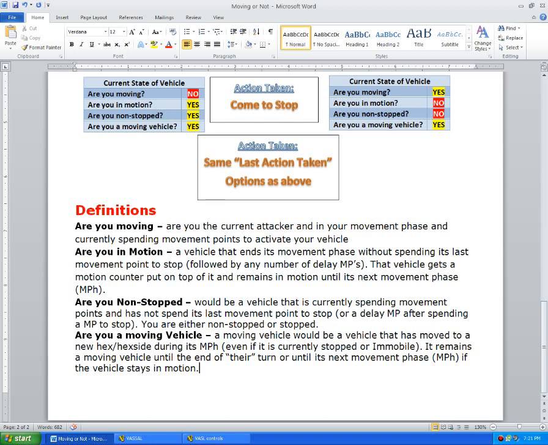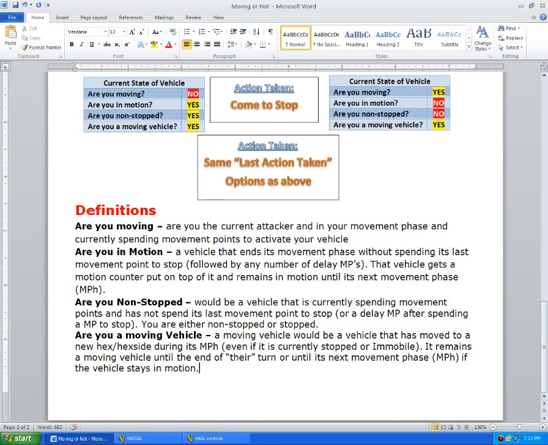First of all, definitions: are you moving? When you ask yourself, are you moving? That is, are you the current attacker and in your movement phase, and you're currently spending movement points to activate your vehicle. So simply put, are you spending movement points on a specific counter? That counter is then moving. You're actually moving the counter on the map board. You're moving that vehicle by spending movement points, you're the current attacker, and you are in your current movement phase.